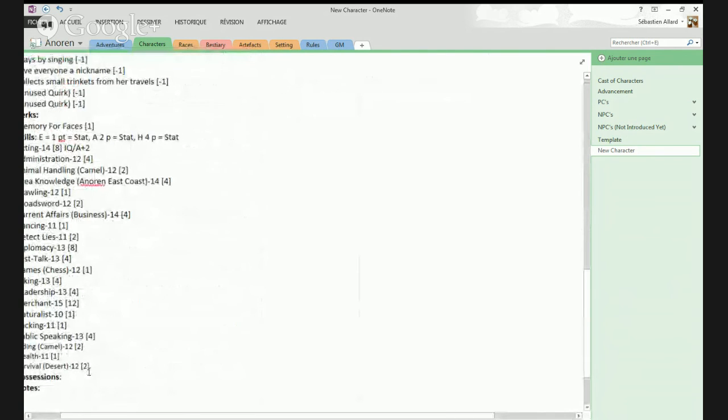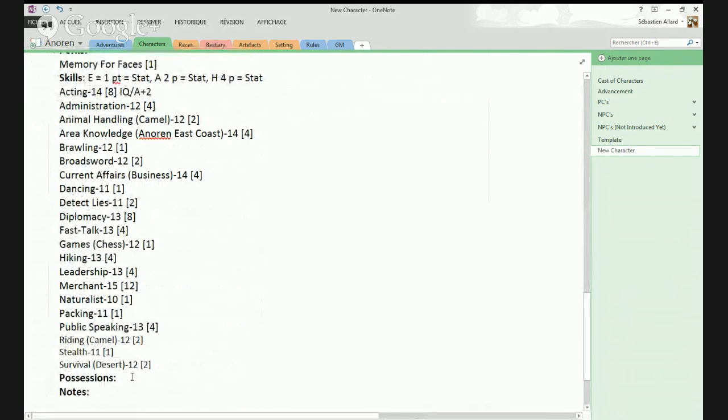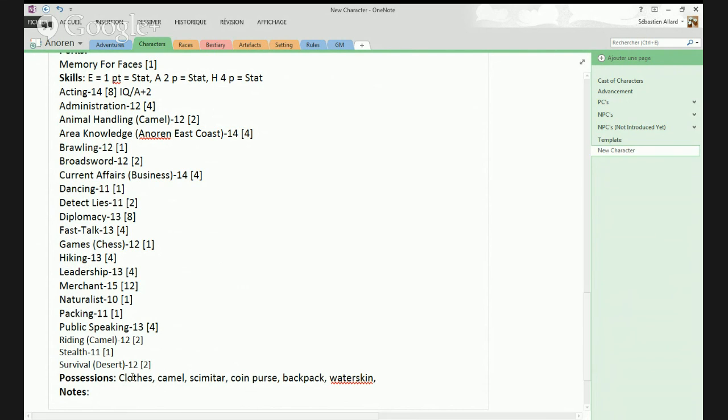I would probably have in her possession a coat, a camel, a scimitar, a coin purse, a backpack, or skin. Most of it being on her camel, so no need to check for weight and encumbrance and such. I'll have to check for maybe armor. She doesn't have armor. No. I want her to look like the drawing. So armor is not very practical in the desert.